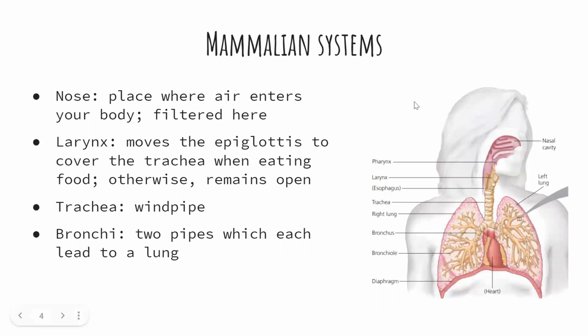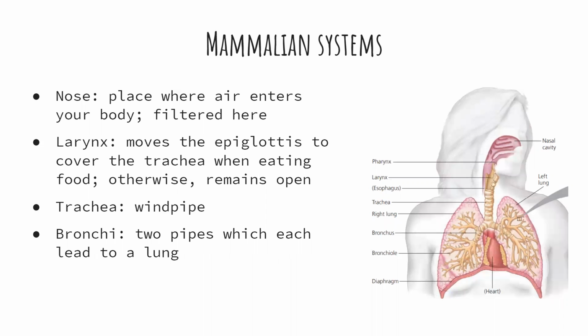Next, we're going to be talking about mammalian systems, so this is basically ourselves. First we have a nose, which is where air enters our body and is filtered. Technically, we can also breathe through the mouth, but for now, we're just going to talk about the nose. Then it passes through to the larynx, which moves the epiglottis to cover the trachea when eating food. Otherwise, it's going to remain open.